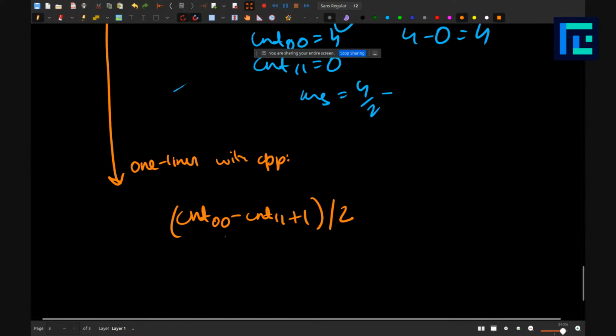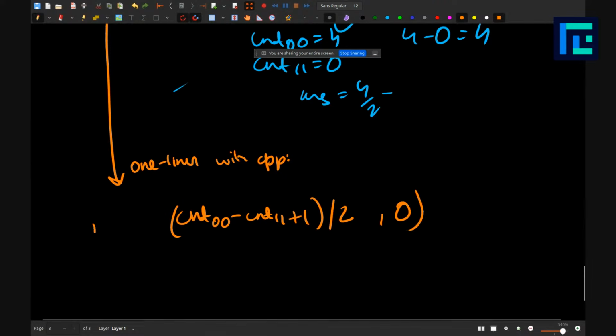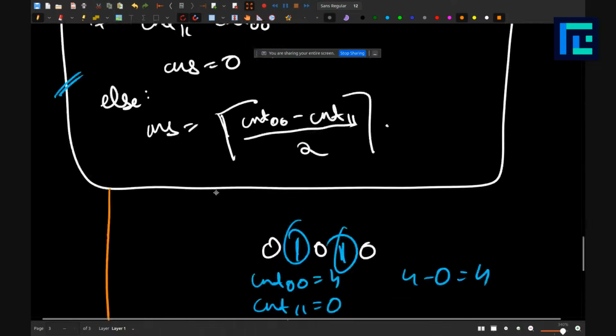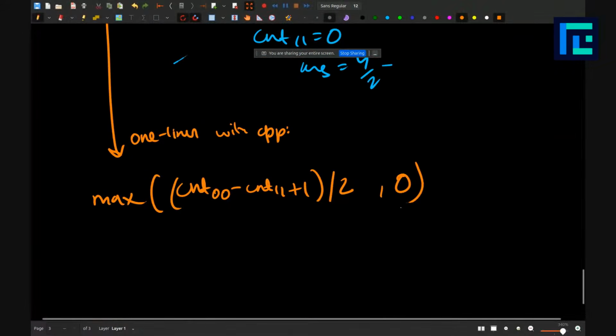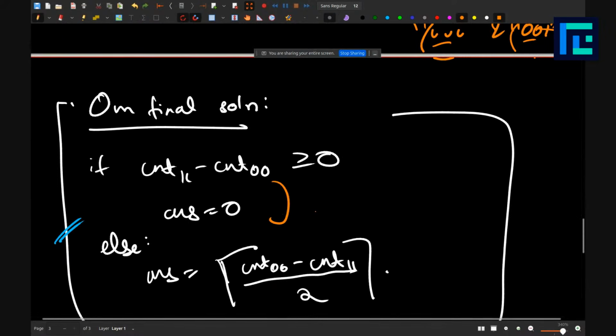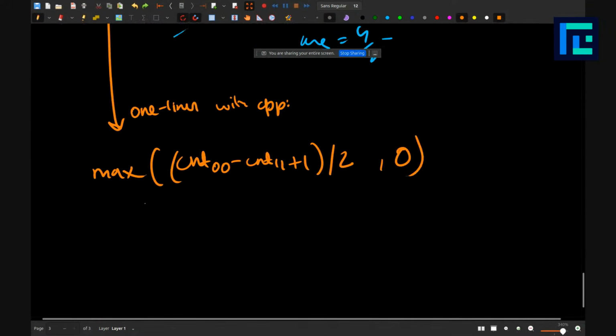So we do like this and 0, right? If you want a one line answer, we can just write this equation. You can prove to yourself that these two are the same thing. This is ensuring that the case where count 0 0 minus count 1 1 is negative, the answer becomes 0, right? You can show that these two are the same thing, and we can write this in this one line solution.